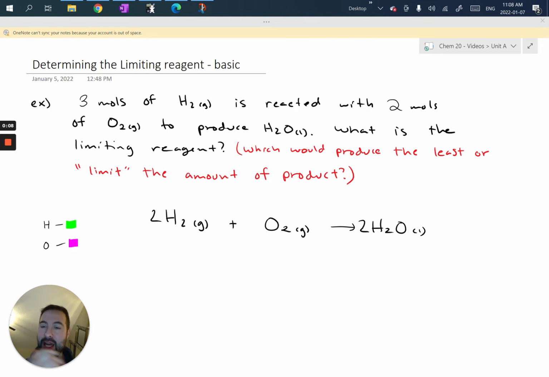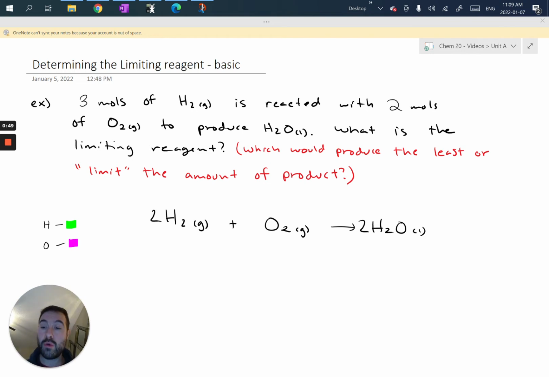We are talking about limiting and excess reagent stoichiometry. We're going to look at how to determine the limiting reagent in a chemical reaction. Just for a little review, the limiting reagent is the reactant that's going to get completely used up in a chemical reaction. In every chemical reaction, something gets completely used up. That's your limiting reagent. And you're going to have a reactant that there's some extra of. That's your excess reagent. It's your limiting reagent that determines how much of the products you can make, because once it's used up, you can't make any more products.